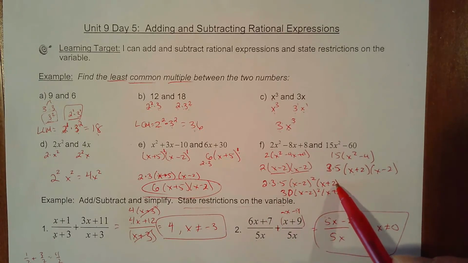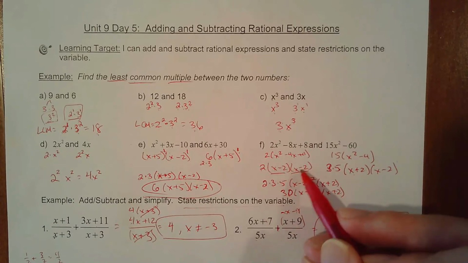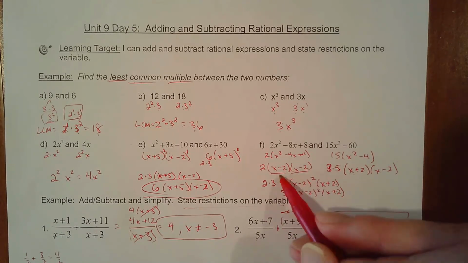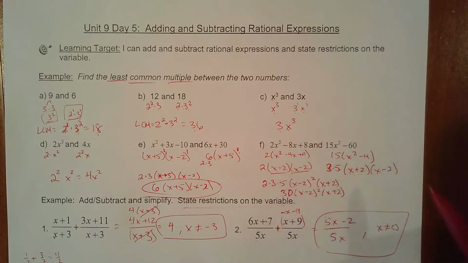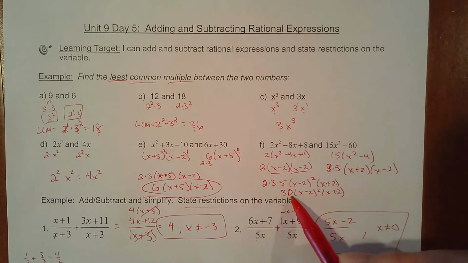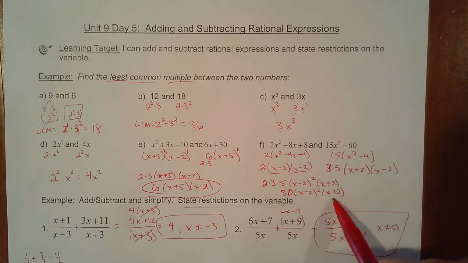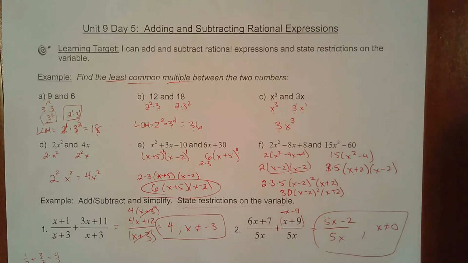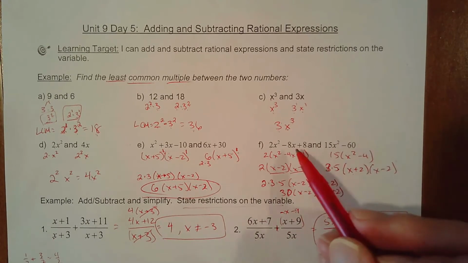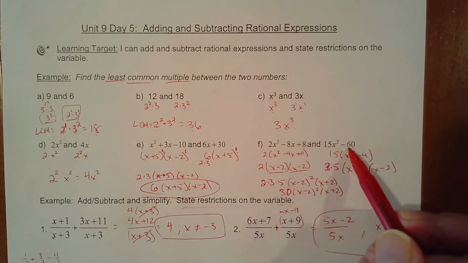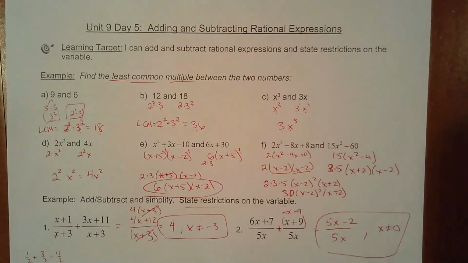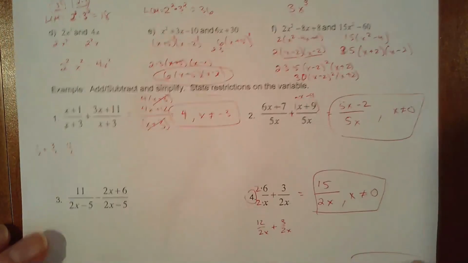Now the highest power on any of them would be a 2, because this one right here is actually squared. X minus 2 times x minus 2. So 2 times 3 times 5 is 30. X minus 2 squared times x plus 2. And that would be the least common multiple of those two. Okay, which just means I can multiply this by something, I can multiply that by something, and have the same result when I'm done. Okay, so now let's practice a few.